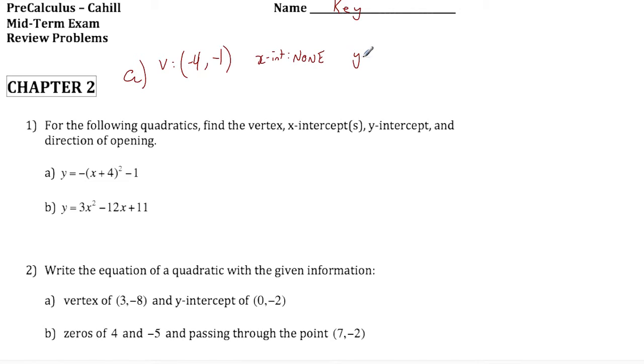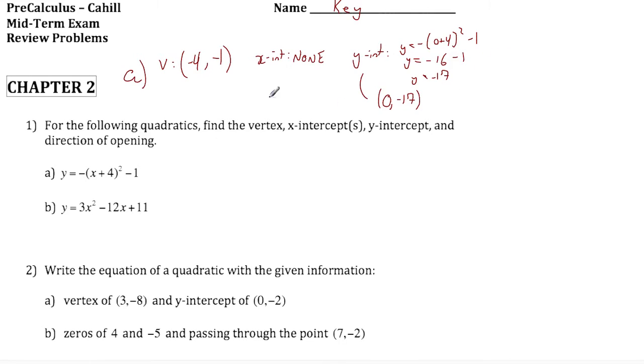For the y-intercept, we need to make x 0. So for the y-intercept, we're going to do y is equal to -0 plus 4 squared minus 1. So we're going to get y is equal to -16 minus 1. So y is equal to -17, but that does us no good. We have to write this as a point, 0, comma, -17.